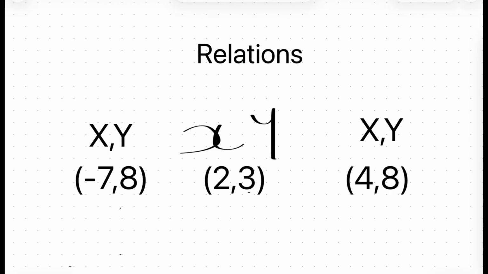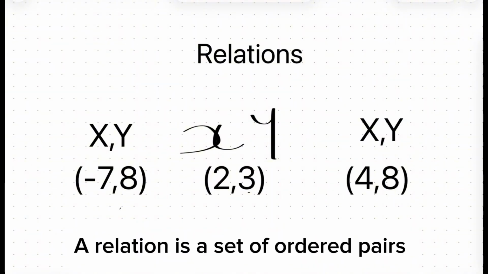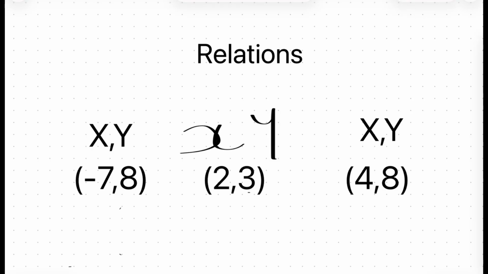Before we go into functions, though, we have to learn what relations are. A relation is a set of ordered pairs, and we have a bunch of examples right here. So x would have been -7 and y would have been 8, 2 would have been x, and 3 would have been y. So x always comes before y. X values are referred to as domain and Y values are referred to as range.